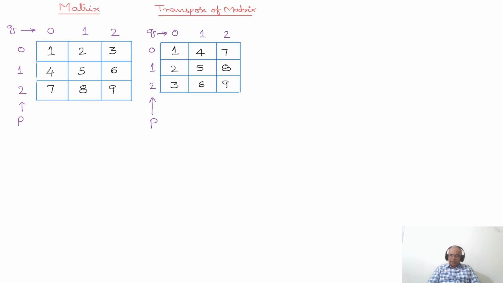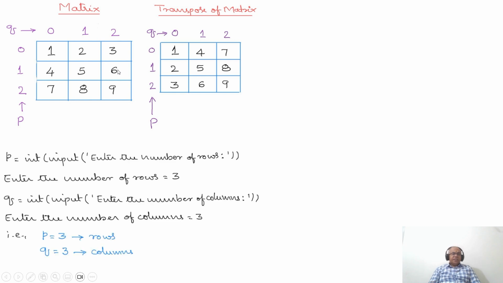So how exactly will this work when we consider it by tracing? We go one by one. The matrix we have entered is 1 2 3, 4 5 6 and 7 8 9. What I want is 1 4 7, 2 5 8 and 3 6 9. This is the output of the transpose of this given matrix. So first I want to enter P equals int input, enter the number of rows.